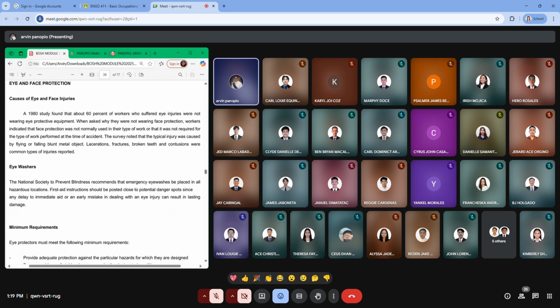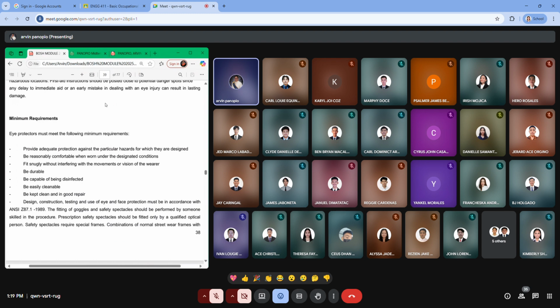And then the minimum requirements. So eye protectors must meet the following minimum requirements. Provide adequate protection against a particular hazard, reasonably comfortable, fit snugly without interfering with the movements or vision of the wearer. That is, the eye protectors should be durable, capable of being disinfected, easily cleanable, kept clean and in good repair, design and construction.